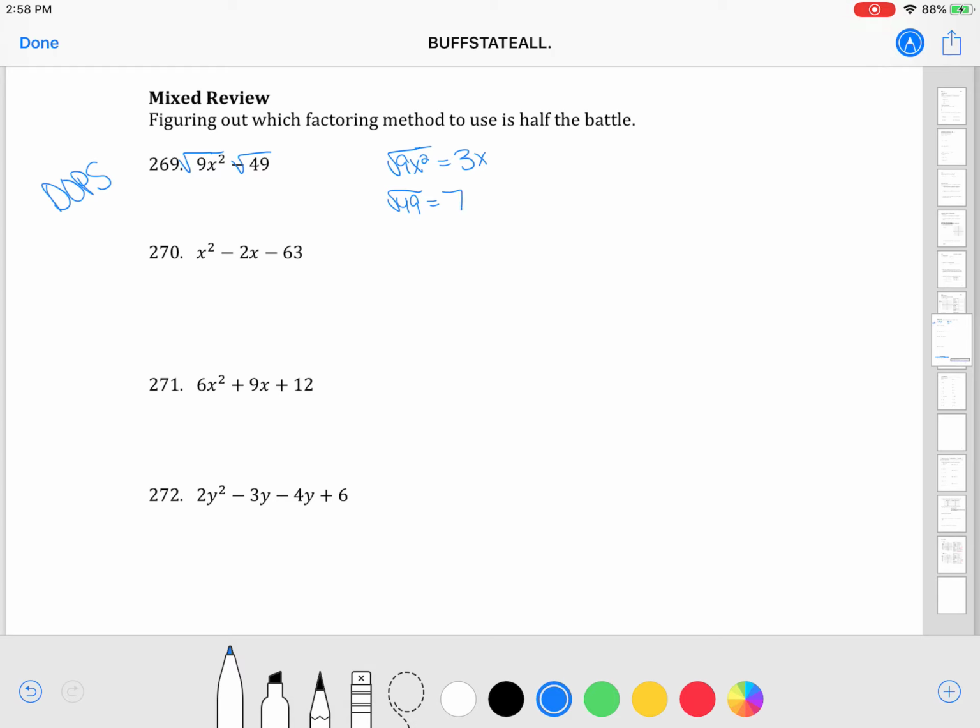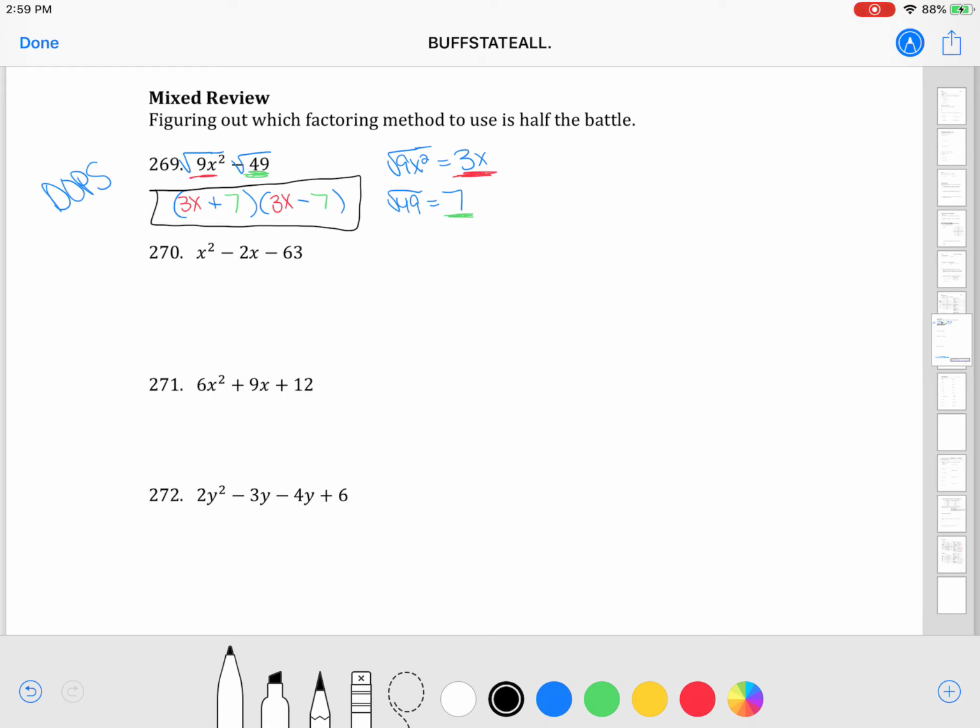Now same thing with 49. The square root of 49, what times itself gets you 49? Is 7. Now the thing that everyone tends to forget when they're doing DOPS is how you actually take that information and put it into your answer format. Your answer format for DOPS will always be the same, 2 sets of parentheses, plus and minus. You take what you got from your first square root and you put it in the first blank. So 3x goes here and here. Then you take what you got from the second term and plug it in the second space in your setup. So 3x plus 7, 3x minus 7 is the final answer.